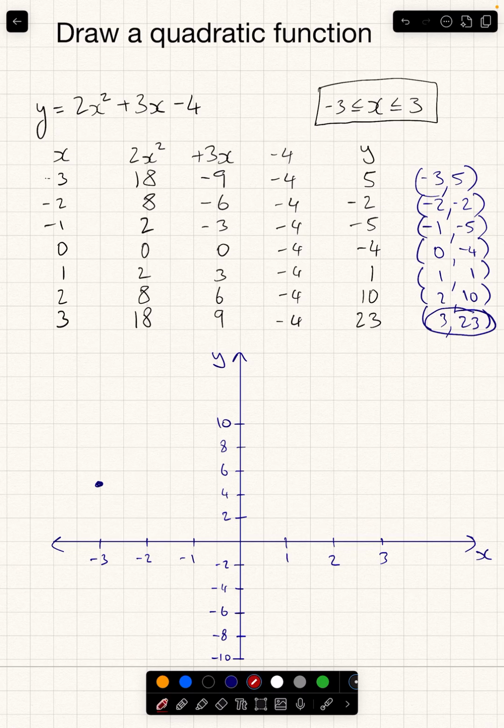Now I have the sneaking feeling I made a mistake here. What colour would I do this? Doesn't matter. There's minus 2, and then minus 1, minus 5 would be here. Then we have 0, minus 4, starting to climb back up. 1, comma 1 is going to be there. 2, comma 10, 2 out and 10 up here. And then we can just join these points together nice and smooth. So it's a curve. And that's our graph.